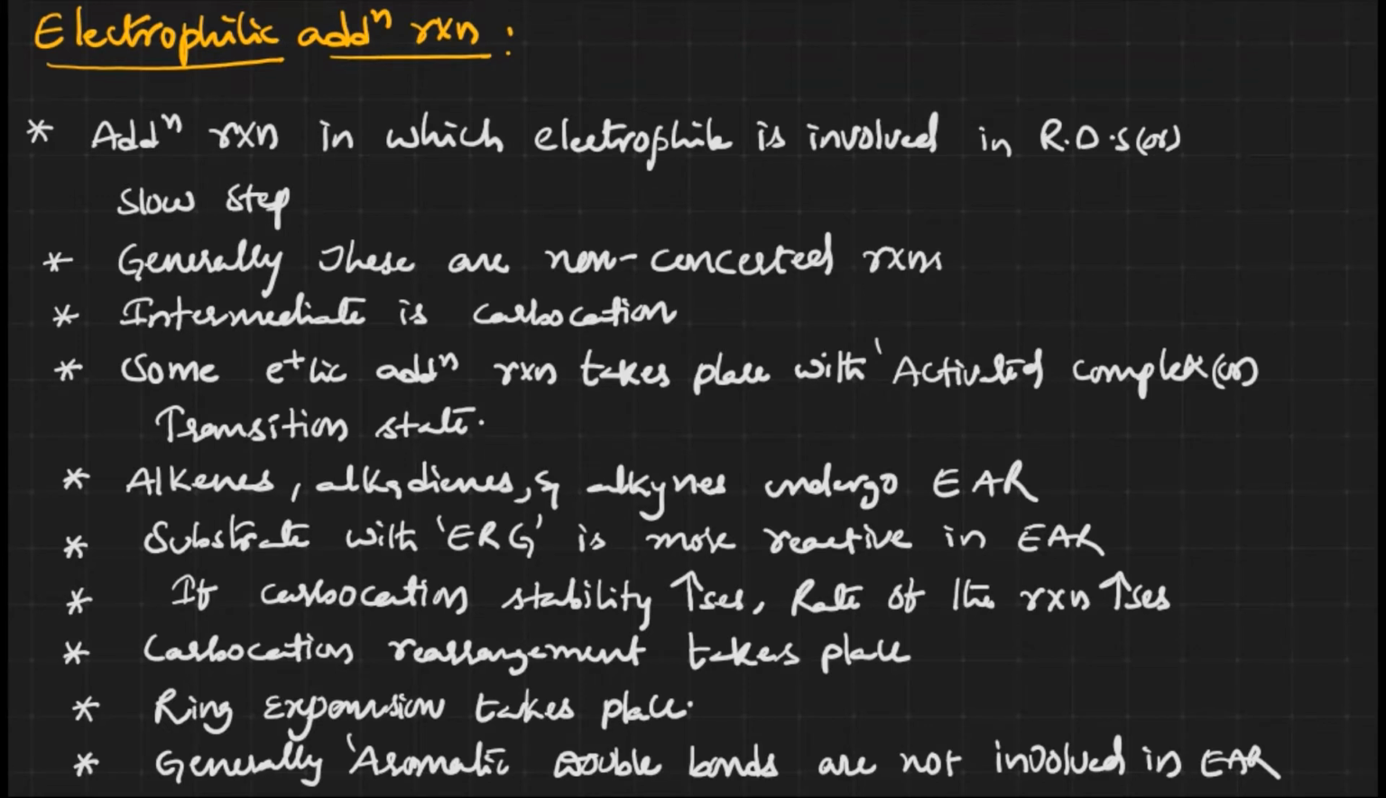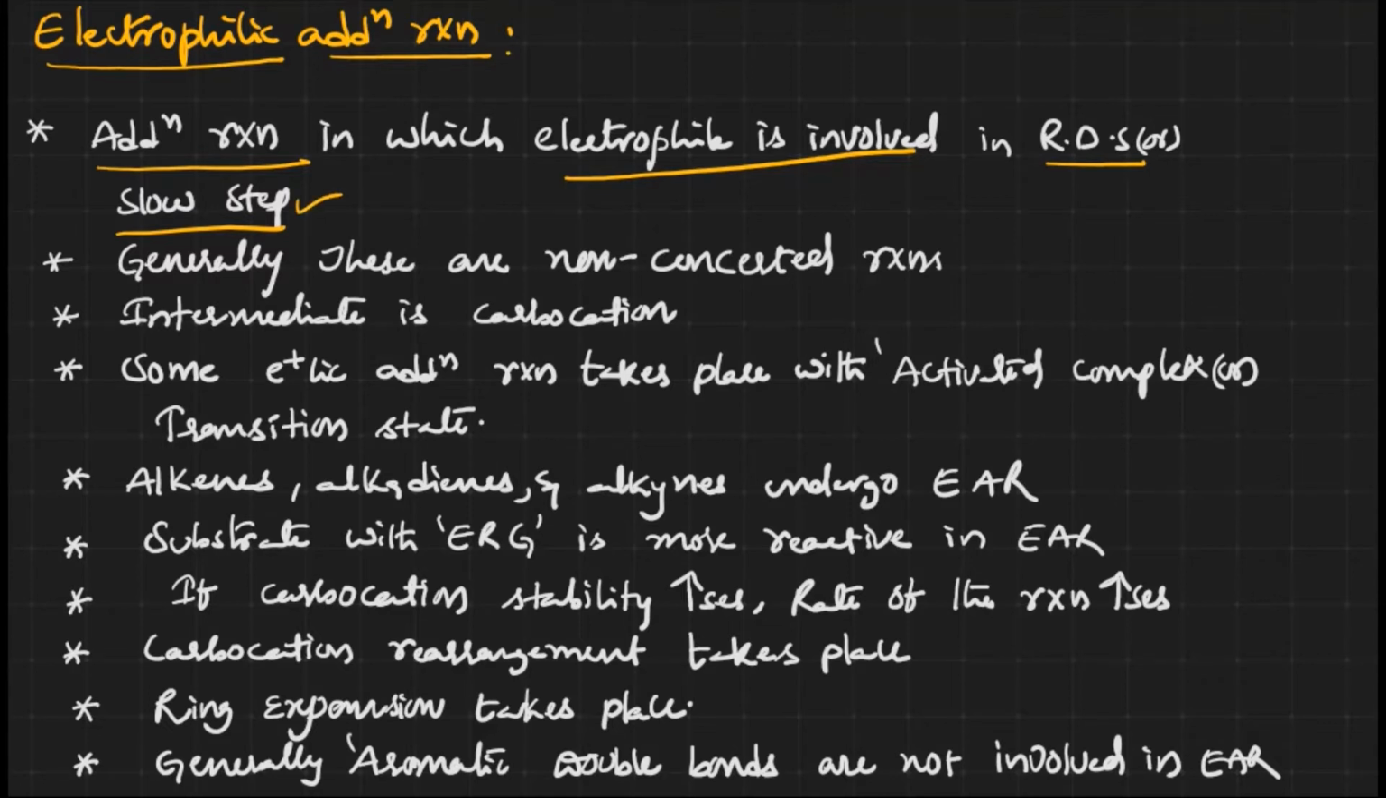First, what is meant by an electrophilic addition reaction? It is a normal addition reaction in which the electrophile is involved in the rate determining step or slow step. Non-concerted reactions generally take place in more than one step, right? If that particular electrophile is involved only in the rate determining step or the slowest step, that is going to be the electrophilic addition reaction.